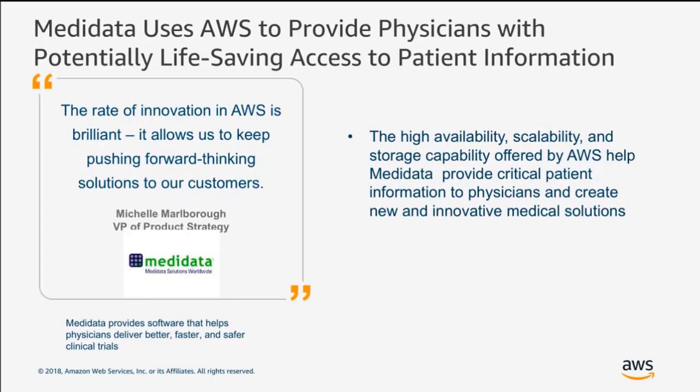Metadata is another AWS customer and partner that is able to innovate with clinical trial studies on AWS, and allows them to, as they say, push forward-thinking solutions to their customers.